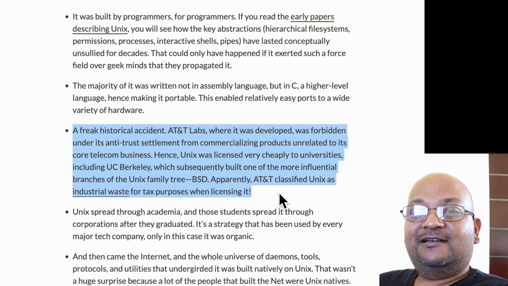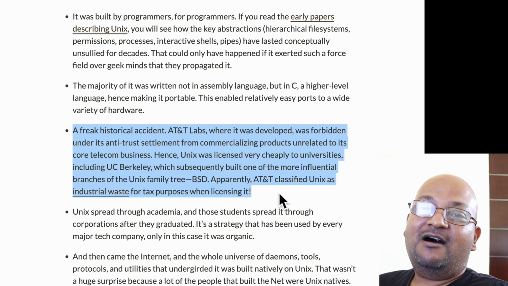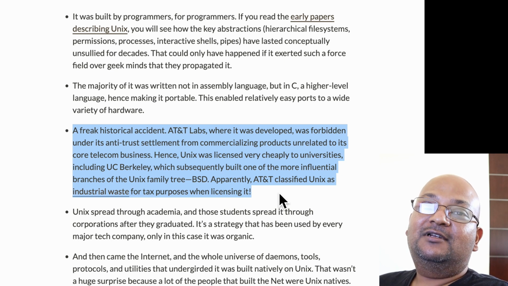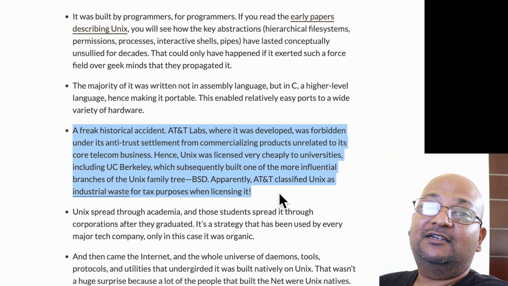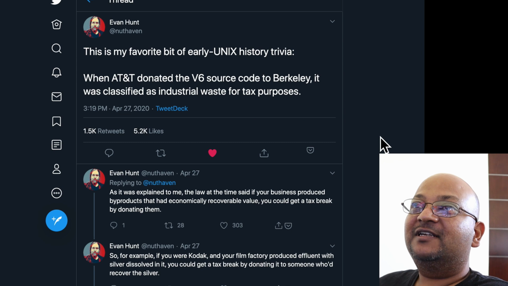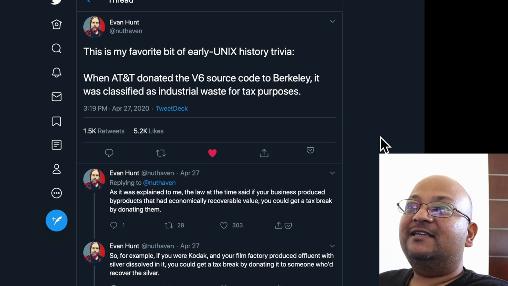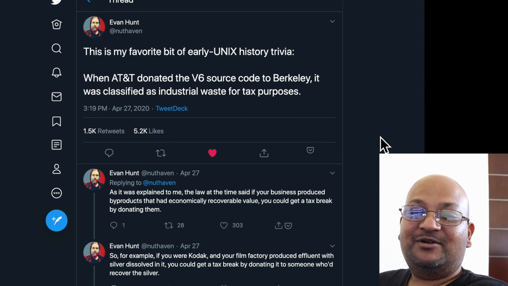This is really interesting. Historically, AT&T was forbidden from selling things that were not related to its core telecom business because of an antitrust suit that the United States brought against it. Unix, since it was not related to its core business, could not be sold. And so AT&T licensed it very cheaply to various universities, including UC Berkeley. Evan Hunt on Twitter tweeted out this really interesting piece of history, which was that when AT&T licensed the source code to Berkeley, it was classified as industrial waste for tax purposes.